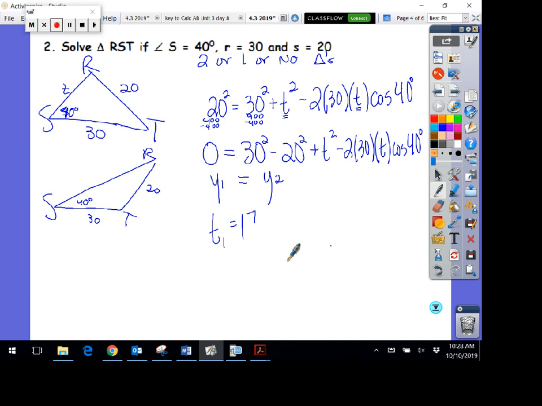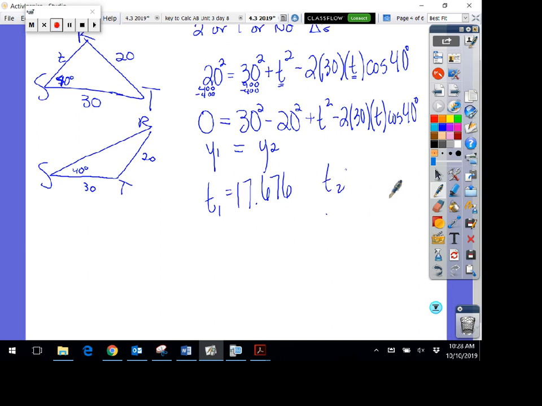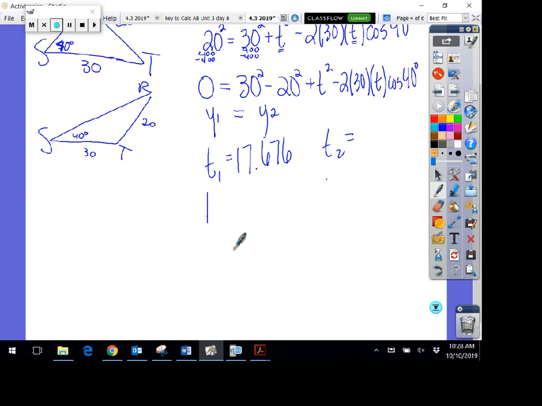T1, 17.676. We're going to have a T2, but I don't want to solve that yet because then it's going to get rid of my T1. And I need to use that T1 in order to find my angle T1. And then I'm going to need angle T1 to find angle R1. Because then over here I'm going to have angle T2 and angle R2. So I have to have a setup.